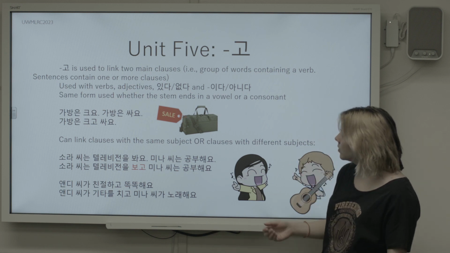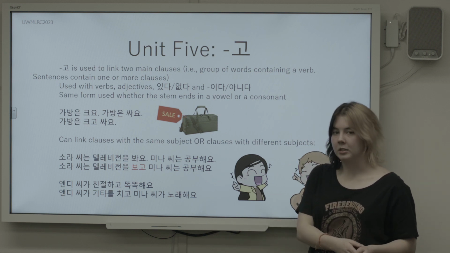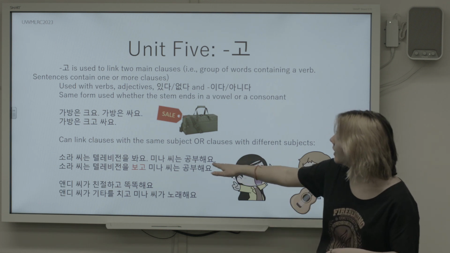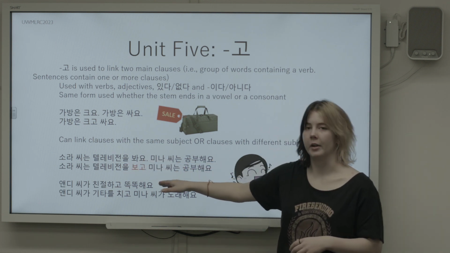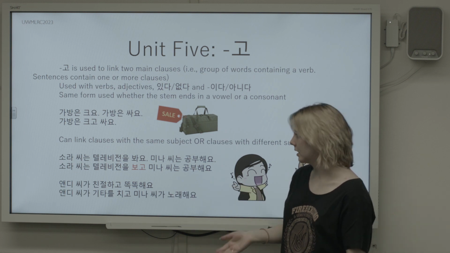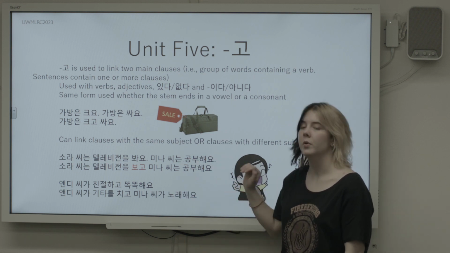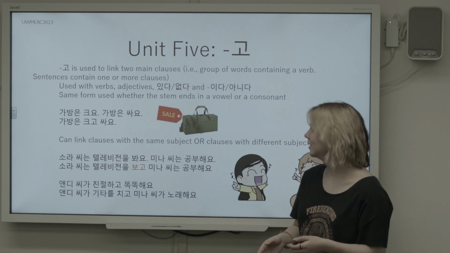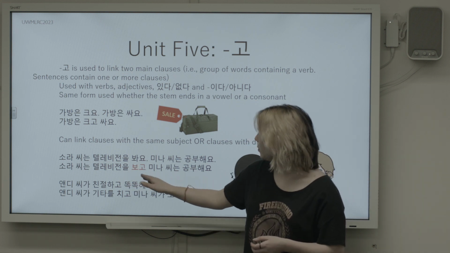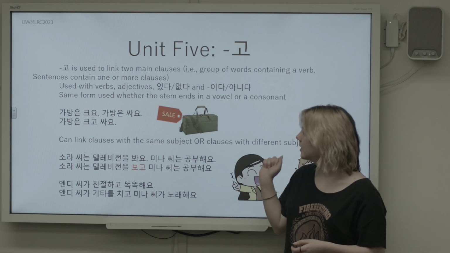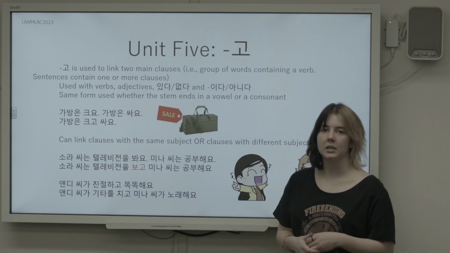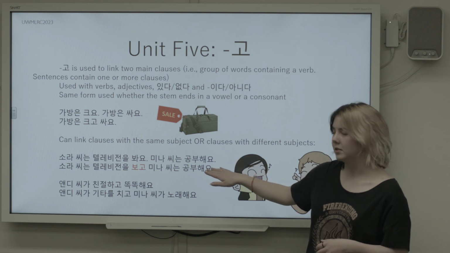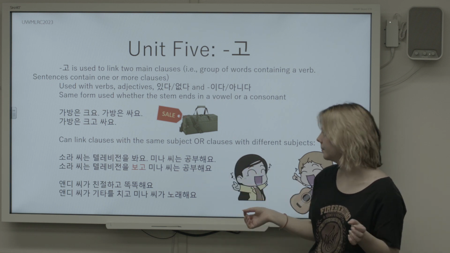You can use -고 to link clauses with the same subject or different subjects. So before, you would have to say 소라 씨는 텔레비전을 봐요. Sora watches television. 미나 씨는 공부해요. Mina studies. But now you can link them together. 소라 씨는 텔레비전을 보고 미나 씨는 공부해요. Sora watches TV and Mina studies. This is an example of clauses with two different subjects.